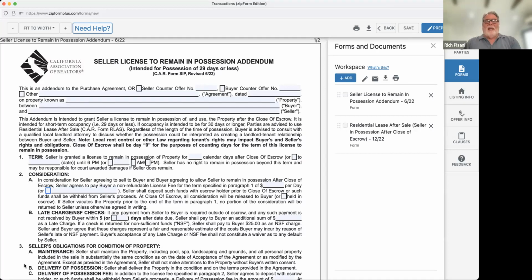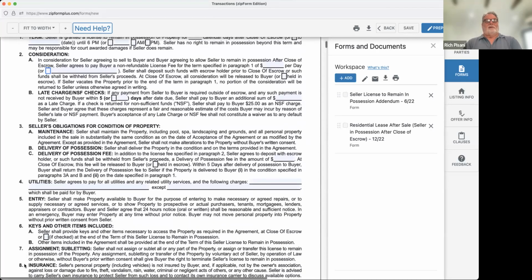So late charges, I don't know where there would be any late charges associated with this, but they have a stipulation for late charges because everything's being paid up front. So I don't understand that. Seller's obligation for condition of property. So they're obligated to maintain the property, including a pool, spa, landscaping. They're still obligated to do so. So it's right here in the agreement.